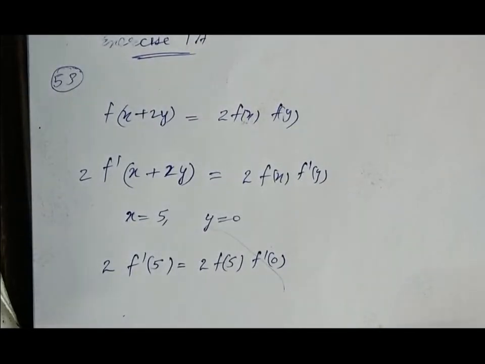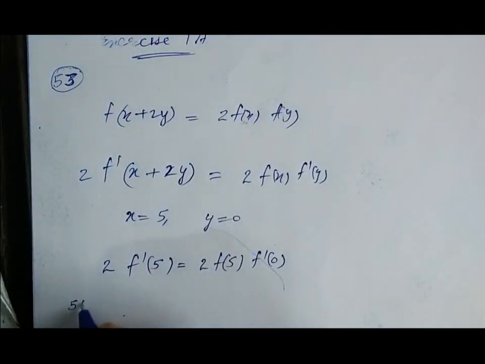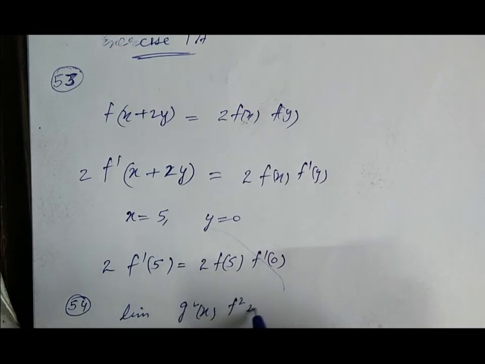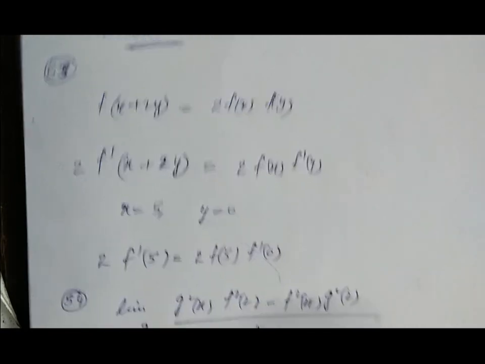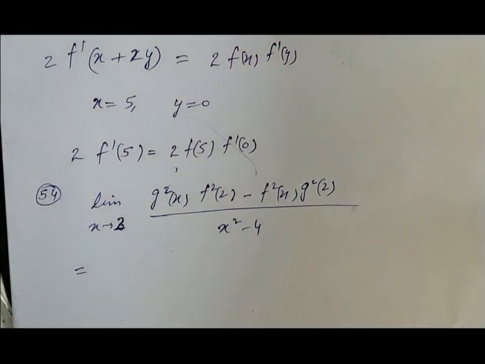Moving to next question, question number 54. So f2 is given, f dash 2 is given, g2 is given, g dash 2 is given. So we need to calculate limit x tends to 2 g square x f square 2 minus f square x g square 2 upon x square minus 4. So when x tends to 2, this becomes 0 by 0 form. So we can apply L'Hopital rule.